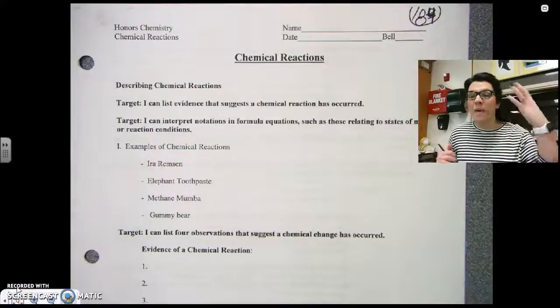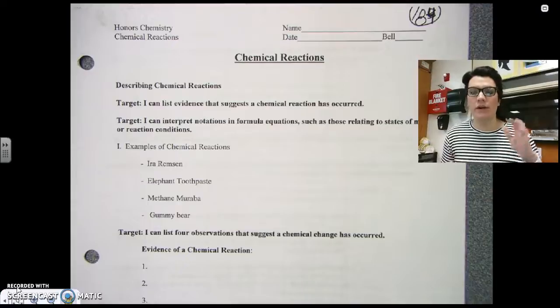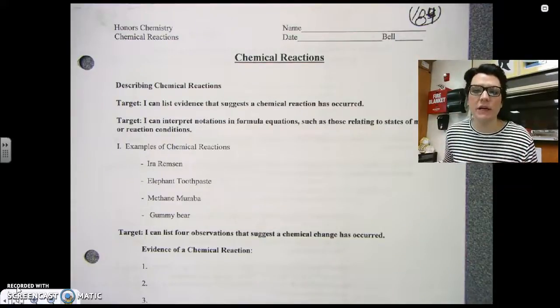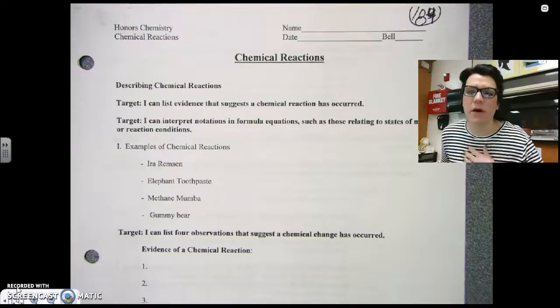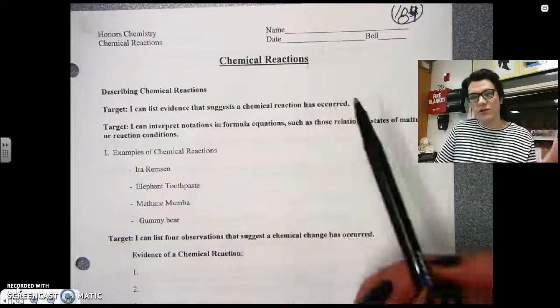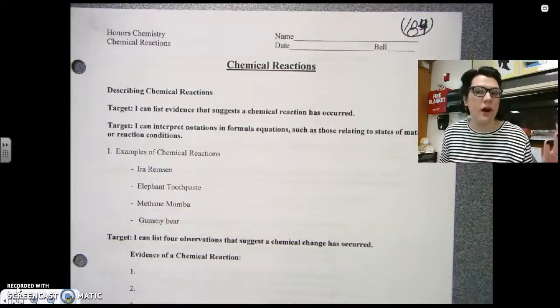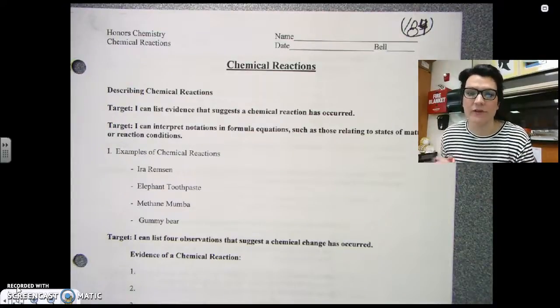Okay, now we are starting a new unit, chemical reactions, and these notes start on page 184. I'm going to be bouncing around a little bit, so I'll make sure that I tell you what page I'm on so it's easy to find. So chemical reactions is our next unit. We're going to do everything from balancing to predicting what I would make if a chemical reaction occurred.